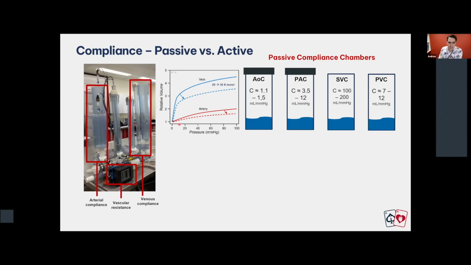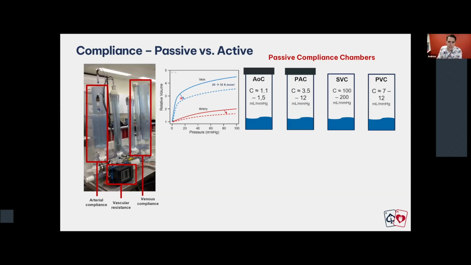It's worth noting that the difference in arterial and venous compliance is quite high. The venous compliance is about 20 to 30 times higher than the arterial compliance. This means that the veins are 20 to 30 times more stretchy. High compliance means stretchy, low compliance means stiff.